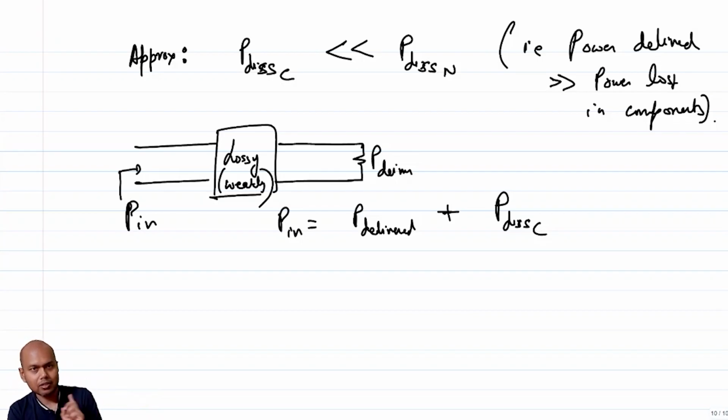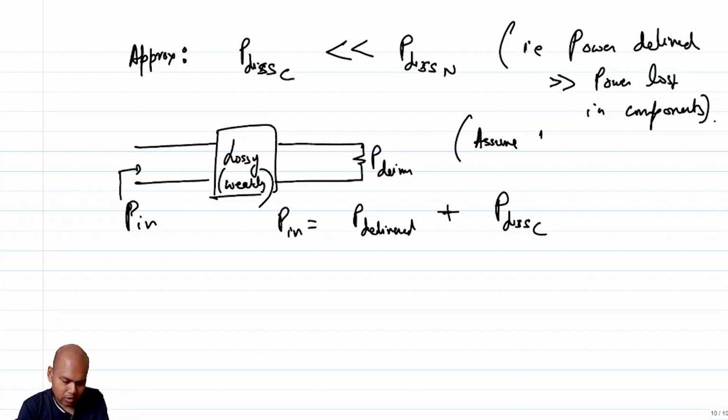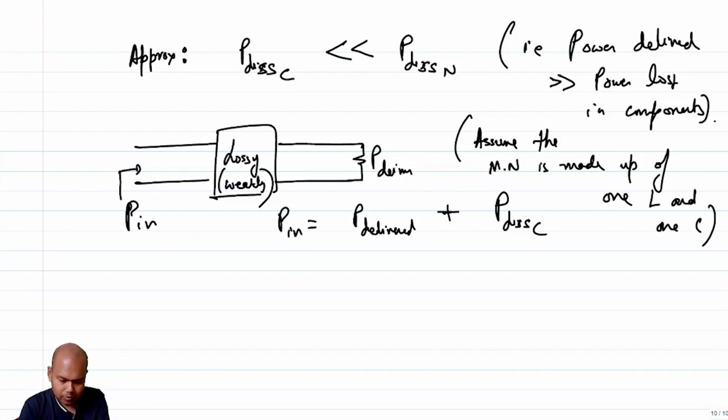I'll make another assumption that the matching network is made up of an inductor and a capacitor which are resonating, right? If that is the case, then I can find out the loss in one of the components and be done with it, because I can associate the loss with either the inductor or the capacitor and be fine, right? So that's another assumption I'm going to make. Let me also write it down. Assume that the matching network is made up of 1 L and 1 C, right?